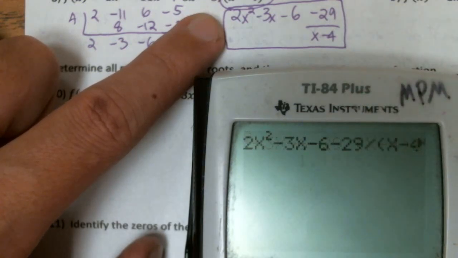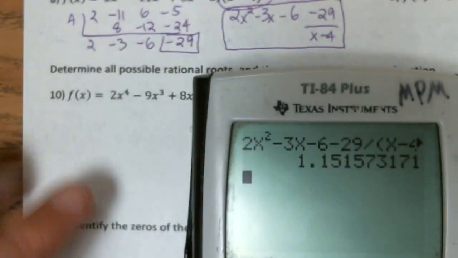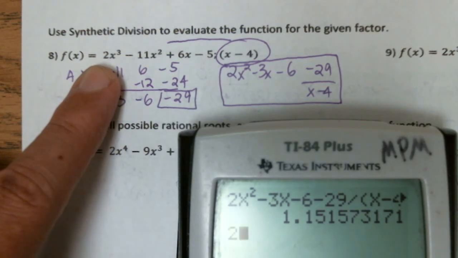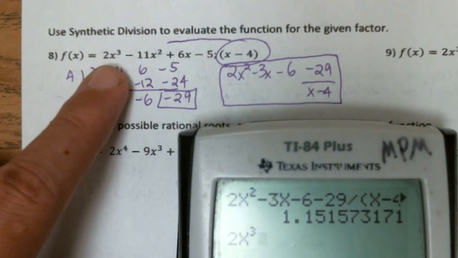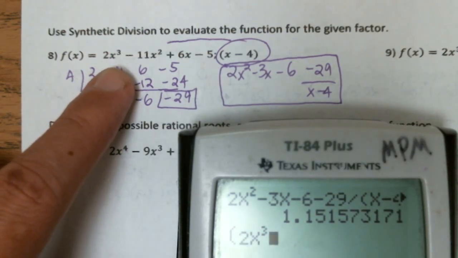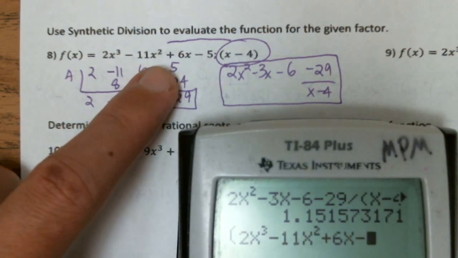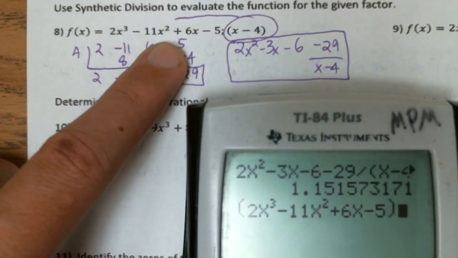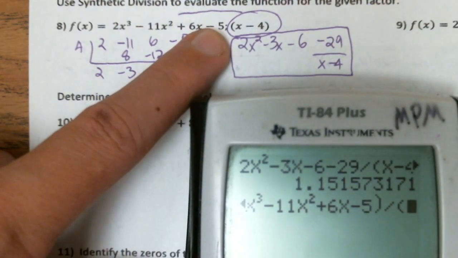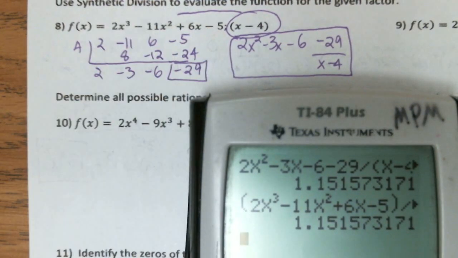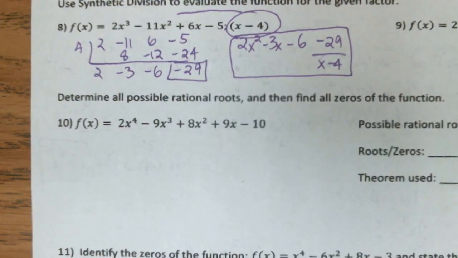If I type that in, I get some number. We're saying that answer is the same exact thing as 2x raised to the third minus 11. Oh, I need parentheses here, sorry. Parentheses 2x raised to the third minus 11x squared plus 6x minus 5, parentheses, divided by parentheses x minus 4. Ta-da, they match. So that lets me know I've got the correct answer.